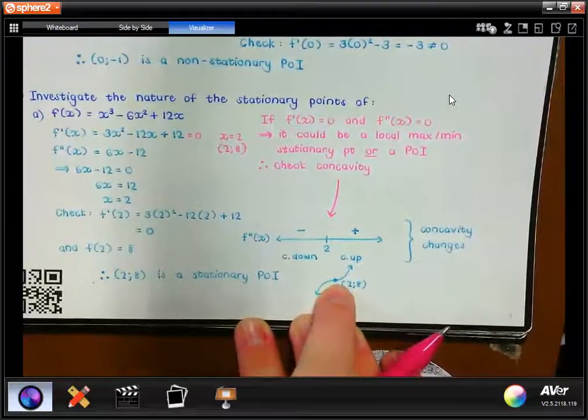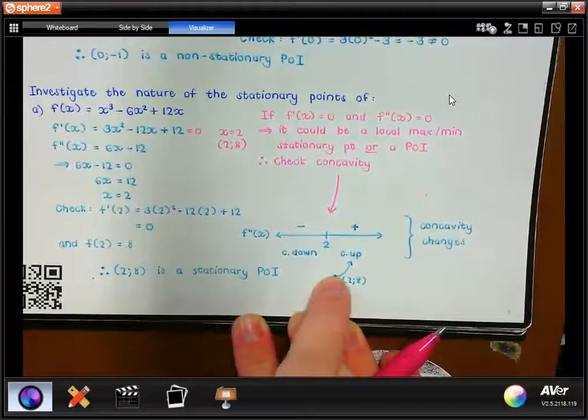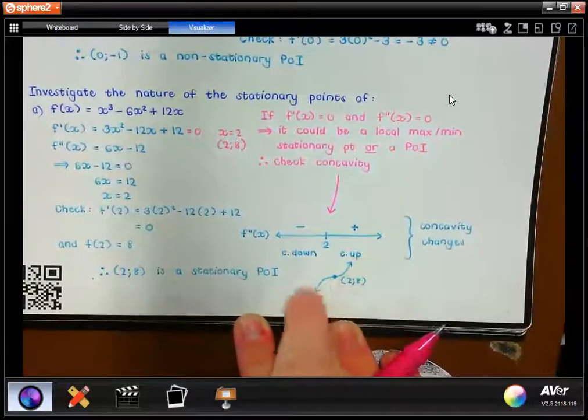But guys, mine isn't really flat enough here. Okay, it's supposed to be a bit flatter. That is what the shape would look like at that point.